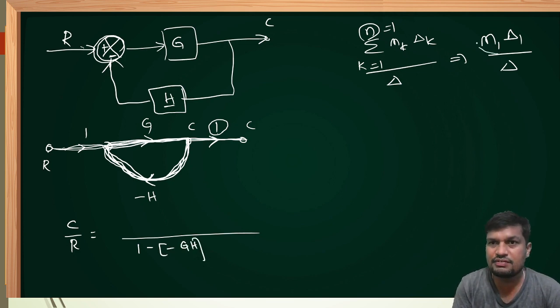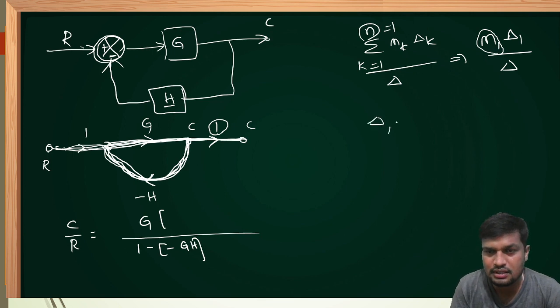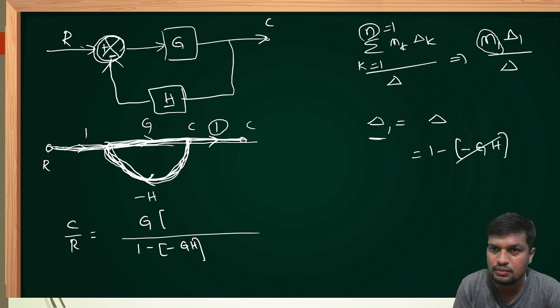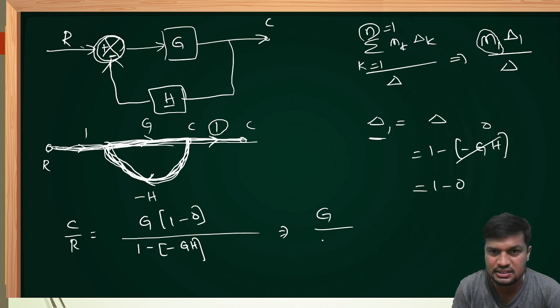Now M1 is the path gain of our first forward path. What is the first forward path? This is G. For this path, we need to calculate delta 1. Delta 1 is determined from del, where del is 1 minus minus GH. And what is the definition I told? Delta 1 is the same as del after removing loop gains touching the first forward path. This is the first forward path. For that, this loop gain is touching. Therefore, remove that loop gain. Hence, this value is 1 minus 0. It is G upon 1 plus GH.